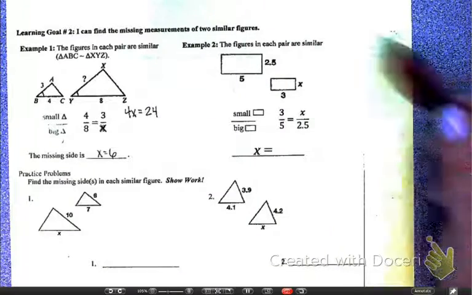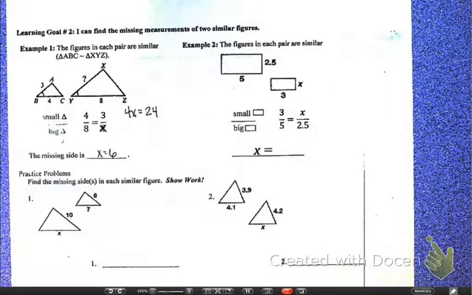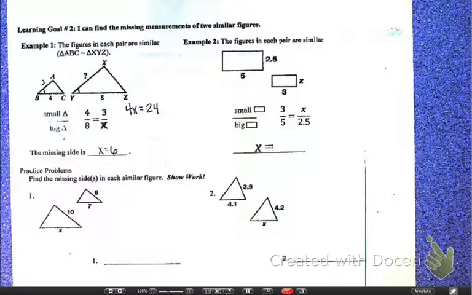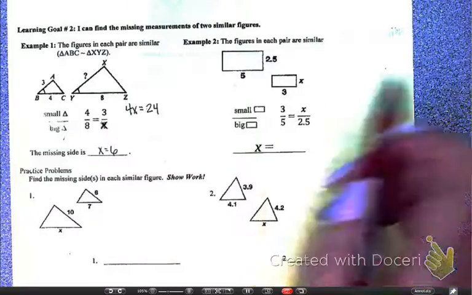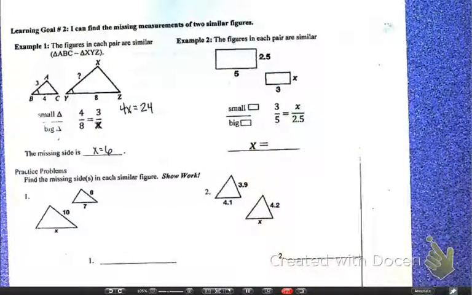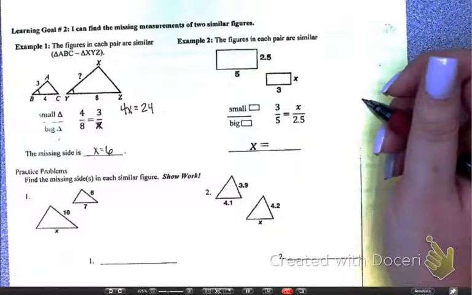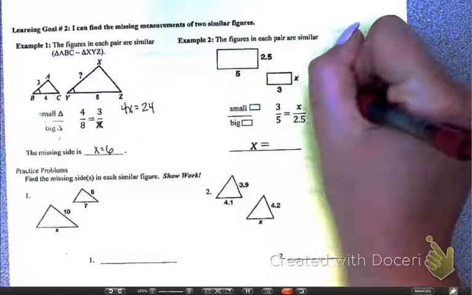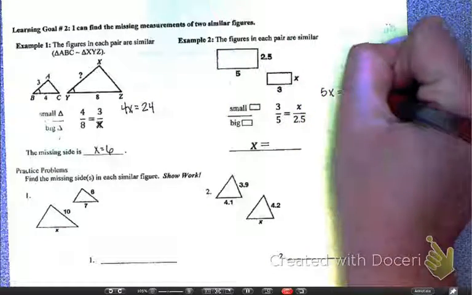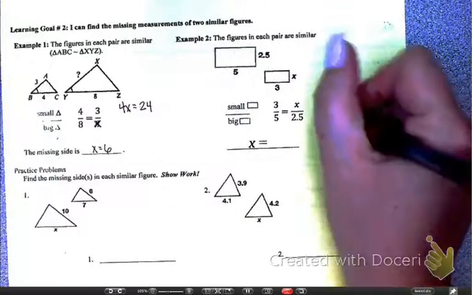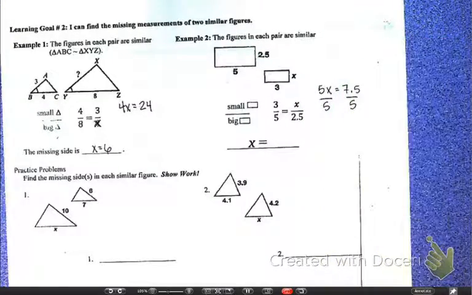Next one. This one doesn't have a similarity statement that it goes with. The rectangle, we can tell which sides are the longer sides versus the shorter side, right? So they compared 3 and 5 and then x over 2.5. Are we okay with that? Right? 3 to 5 and then x over 2.5. Cross multiply. 3 times 2.5. 7.5? Yeah. So 5x equals 7.5. And when you divide by 5, you get x equals 1.5. Are we okay with that?